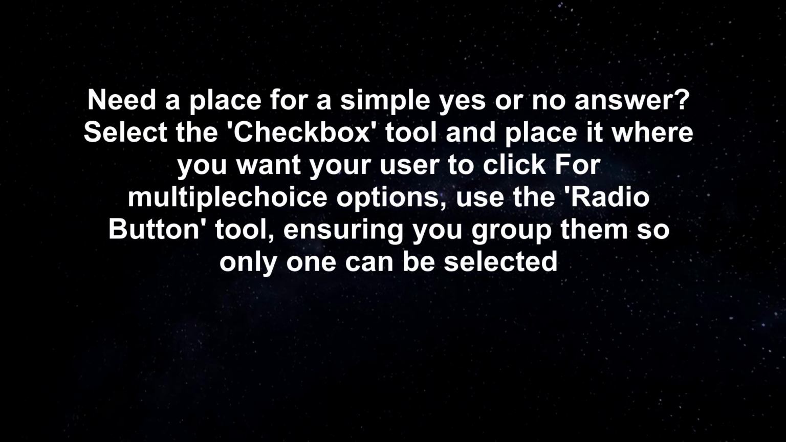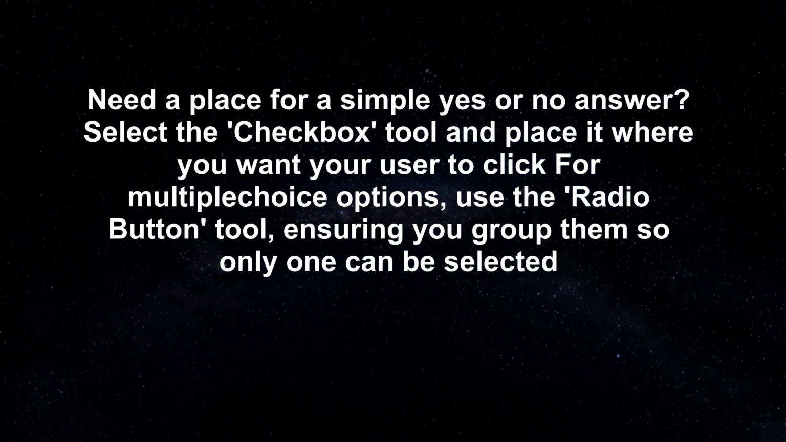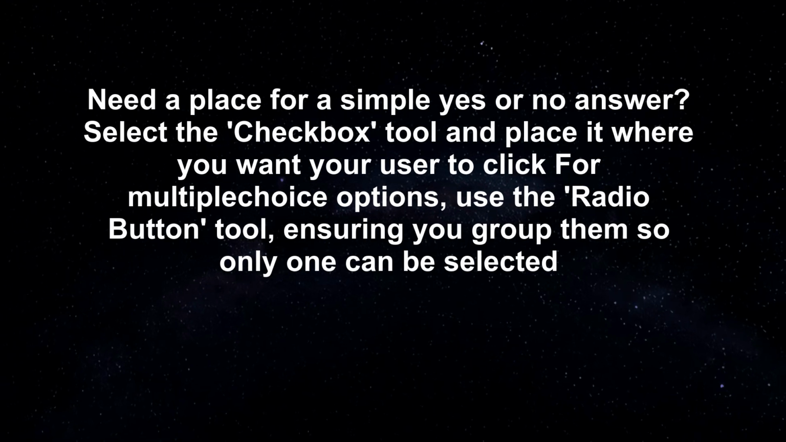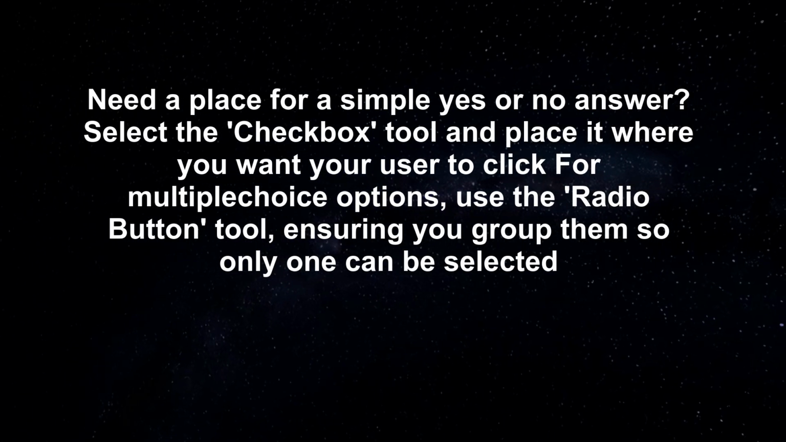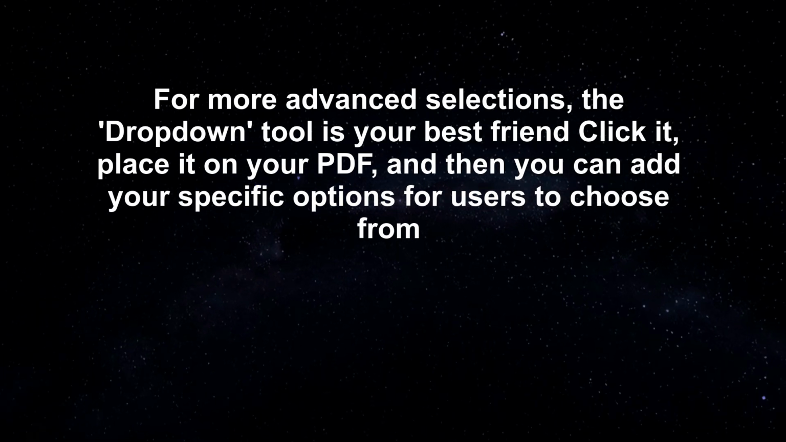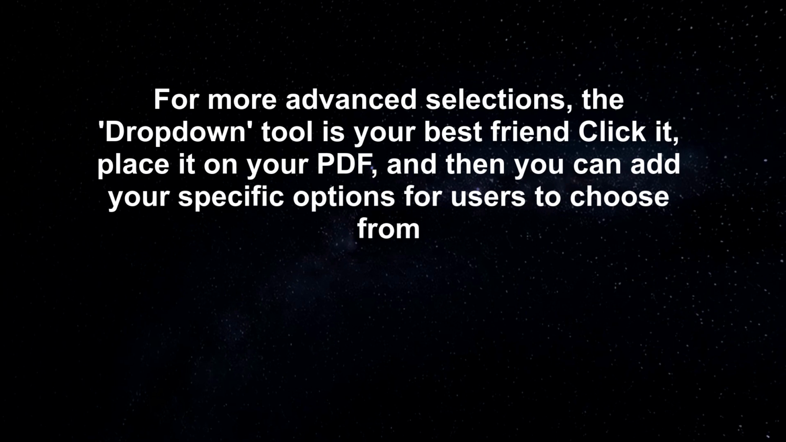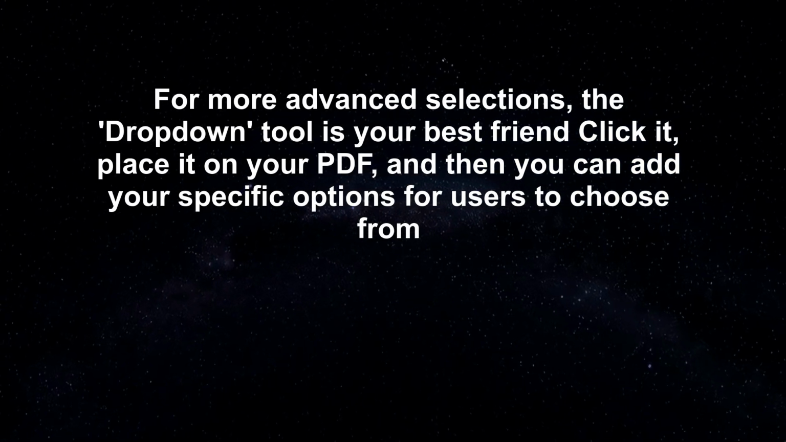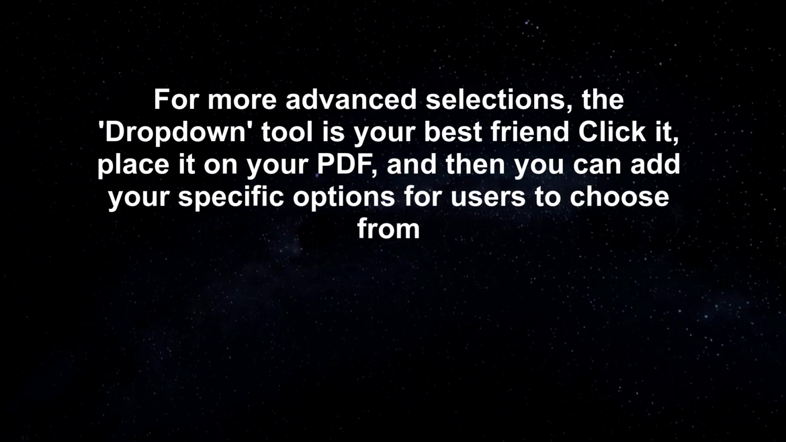For multiple-choice options, use the radio button tool, ensuring you group them so only one can be selected. For more advanced selections, the drop-down tool is your best friend. Click it, place it on your PDF, and then you can add your specific options for users to choose from.